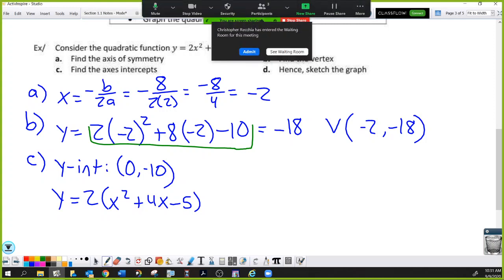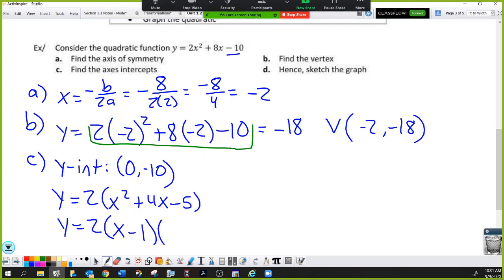And so this thing factors. We said the two numbers that multiply to be negative 5 and add to be 4 will be negative 1 and positive 5. Thank you.